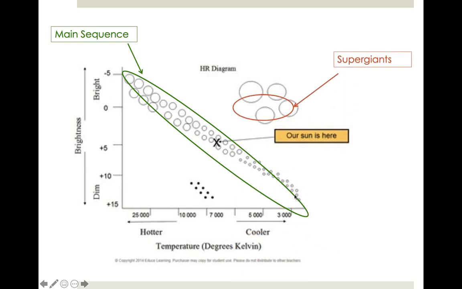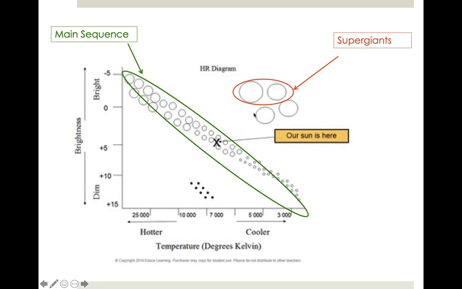Now, the next group are supergiants. So why are these supergiants? Let's talk about that for a second. Well, let's look here. We can see that these stars over here are very cool. They're not very hot, but at the same time, they're very bright. So how can we explain the brightness of a star even though it's cool? Well, it must be very big, right? So these are supergiants. These are huge stars that are not very hot, but because they're so big, they're still pretty bright.